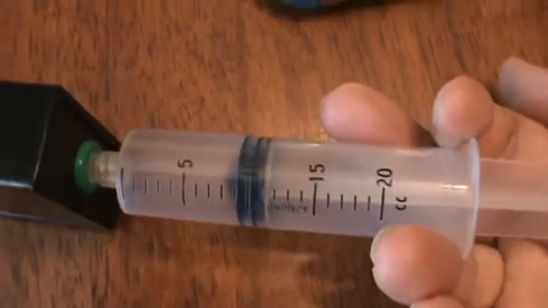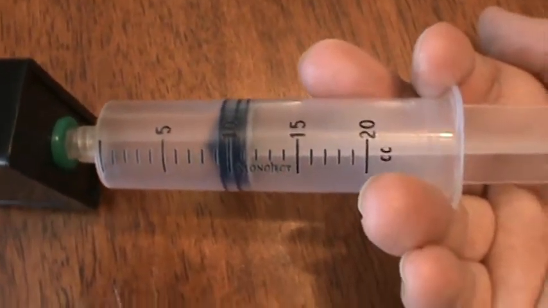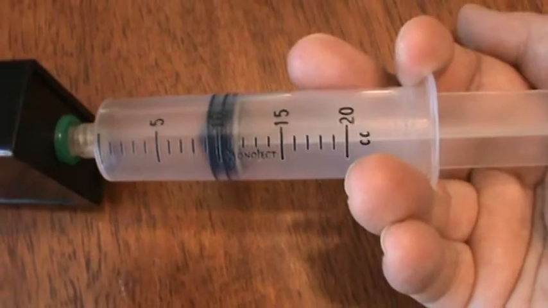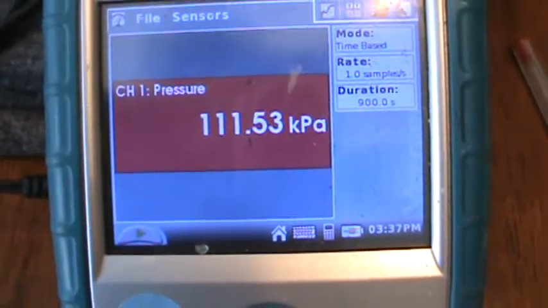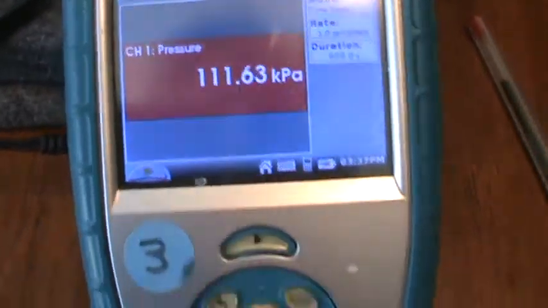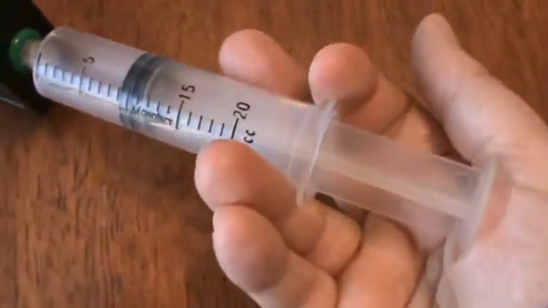Now I bring this out to 9, so 9.8 milliliters. And the pressure for that is 111.5. Yeah, 7.